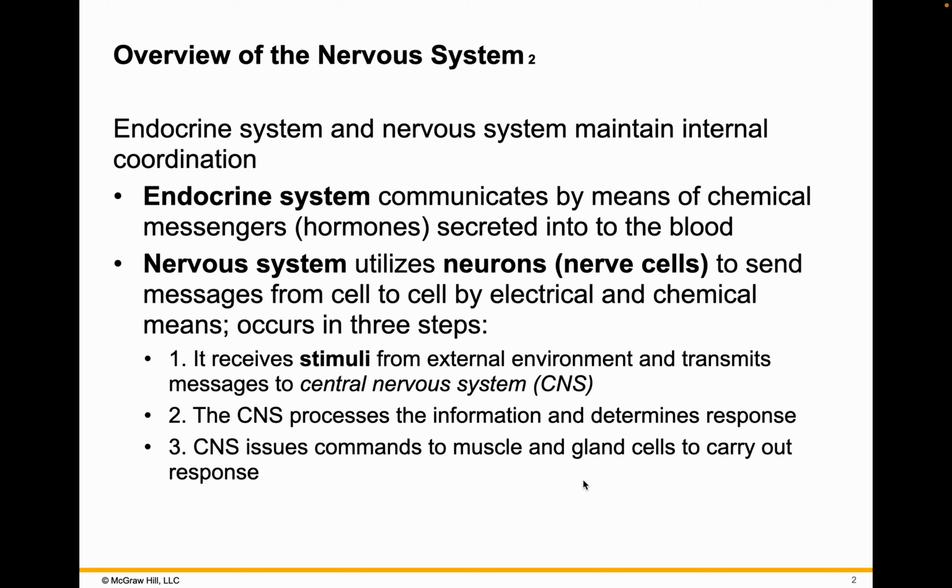It makes its way to the central nervous system. The central nervous system processes the information and determines a response. And then the central nervous system can issue a command to muscles and glands to carry out that response.